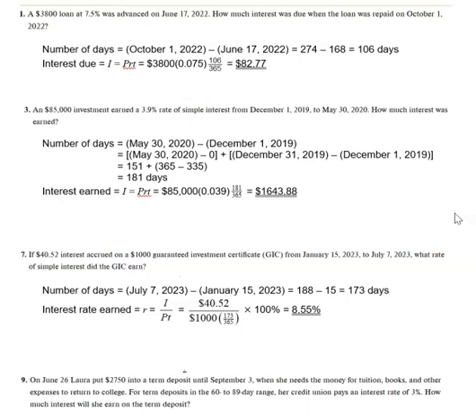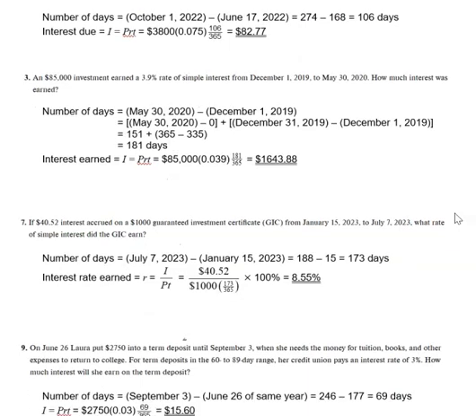So then once we have the number of days, we again want the interest earned. So I equals PRT. So your 85,000, multiply that by your rate, which is 3.9% or 0.039. And then 181 divided by 365. So the interest that was earned is $1,643.88.